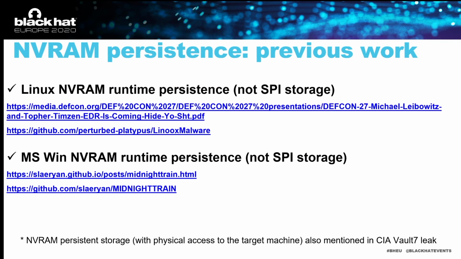Also, I want to shout out to the researchers who did research on making NVRAM runtime persistence, not in SPI storage, but persistent enough to hide from modern EDR solutions and endpoints. So pay attention to these links, it's quite cool research there. But NVRAM persistent storage with physical access to the target machine was also mentioned in the CIA Vault 7 leaks before, which means this vector has been known for years and already abused.